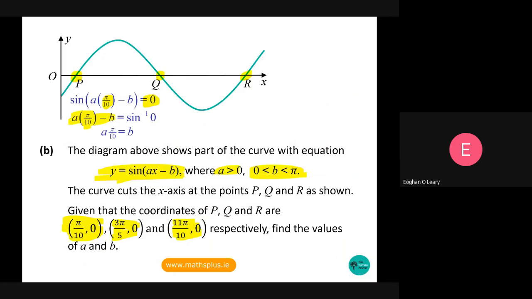Now you might look at that and go, okay, what am I going to do with that? So you just keep going. You try the next one. You say sine of a times 3 pi over 5 minus b equals 0. So I'm going to get the inverse sine of this. The inverse sine of 0 in this case is going to be the second place where sine is 0 on your unit circle, and we know that happens at 180 degrees or pi radians.